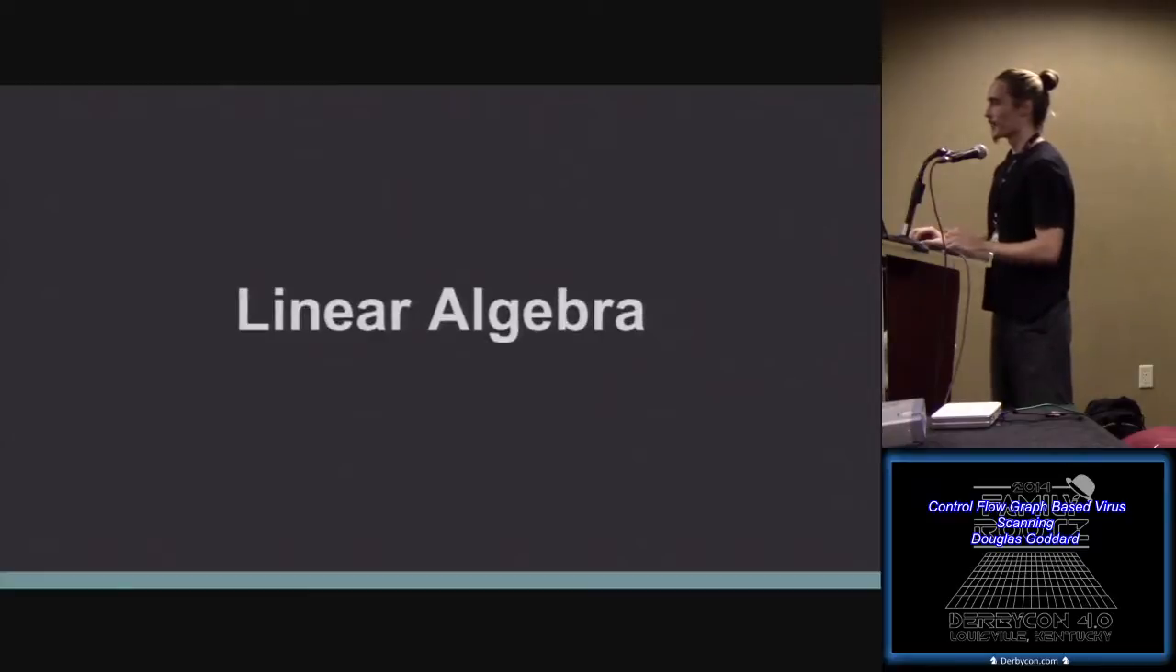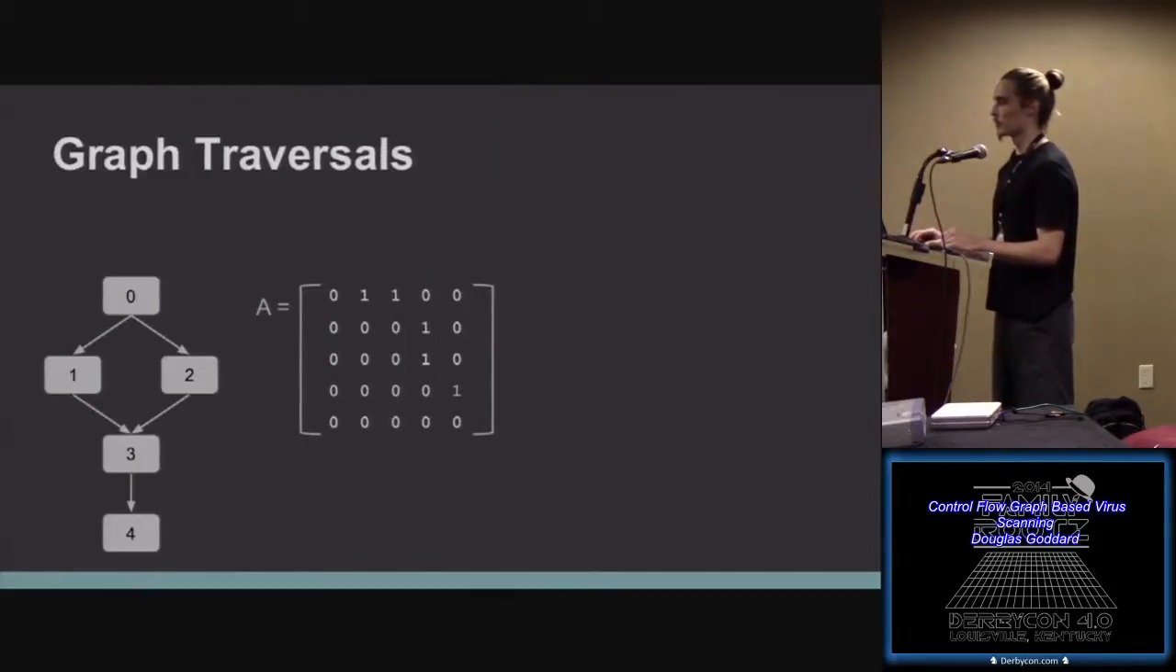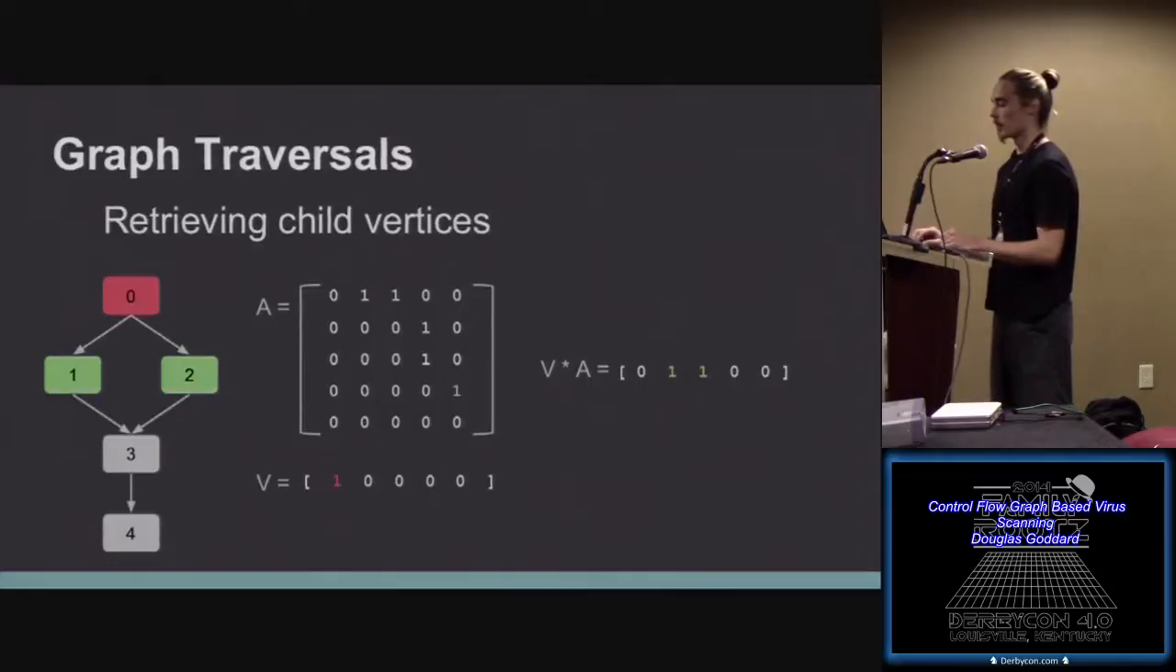And you can't talk about matrices without linear algebra. So these are really useful for graph operations. You can represent the control flow graph as a matrix, and then you can do graph traversals with linear algebra operations. So if you wanted to retrieve the children of node 0, you take a vector and you set that bit in node 0, and just a multiplication of the vector times the matrix will return its children.